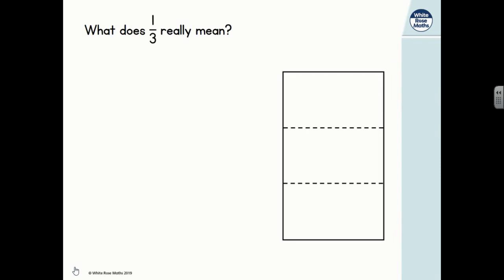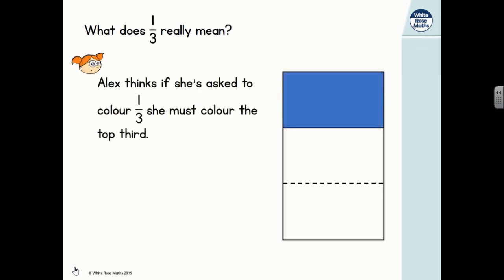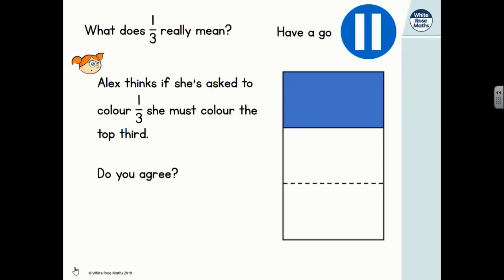So we've been talking about a third, but what does a third really mean? Alex thinks if she's asked to colour 1/3, she must colour the top third. Do you agree? Pause here to have a go.